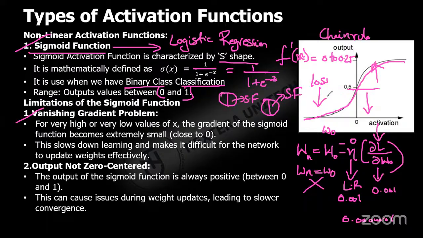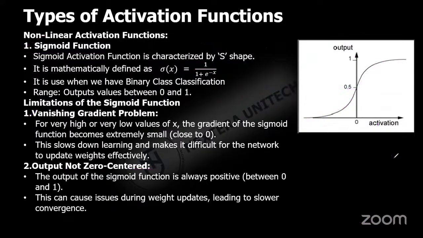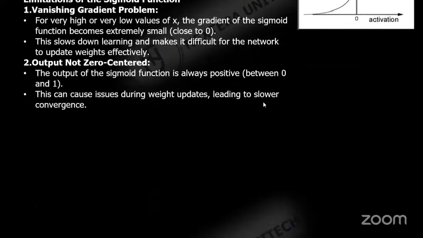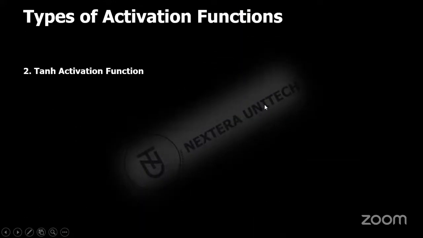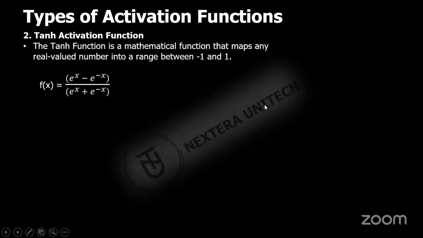And moreover, the sigmoid function is not zero centered. If you see here, is it zero centered exactly? No. So these are the two limitations that were observed with respect to the sigmoid function. Then our statisticians came up with one more activation function called tanh. It is the tanh activation function.